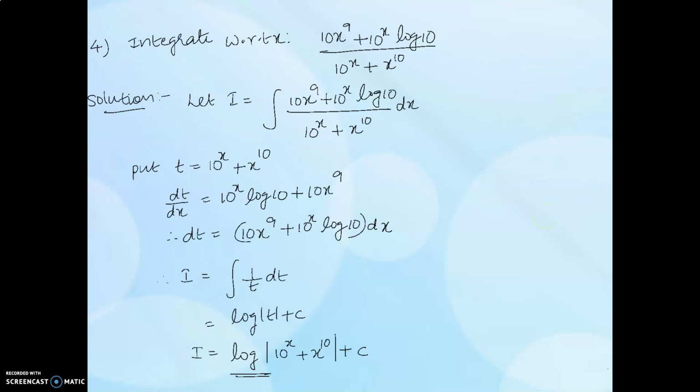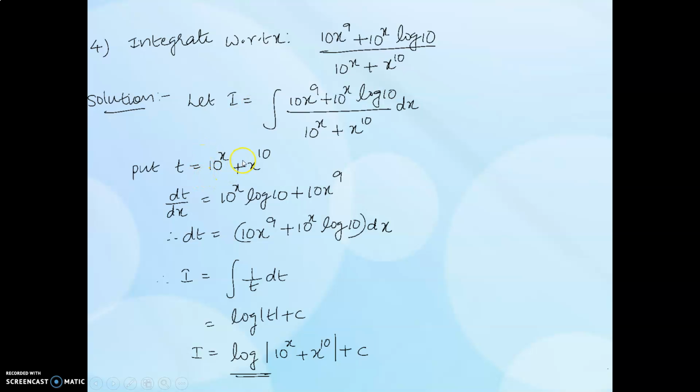Integrating (10 x raised to 9 plus 10 raised to x log 10) upon (10 raised to x plus x raised to 10). So let I is equal to integral of this full term. Here I am going to substitute for the denominator. Mostly substitutions are from the denominator itself, if it is not a bracket, root, nothing is there. So you can check it like this.